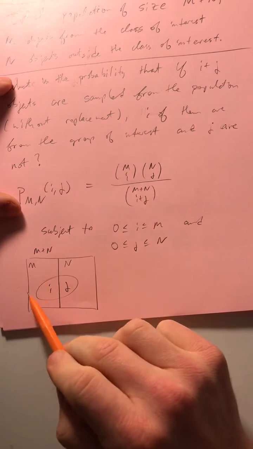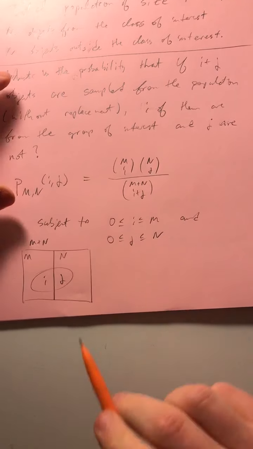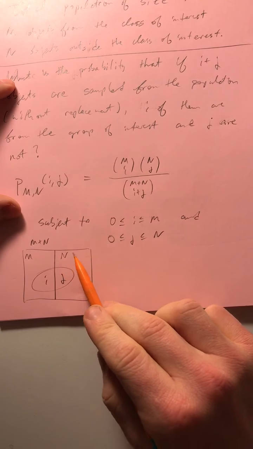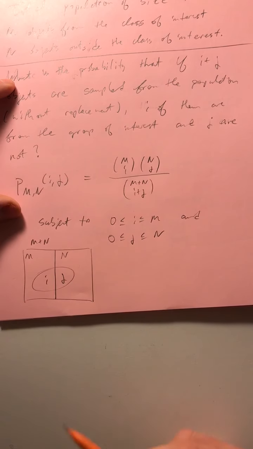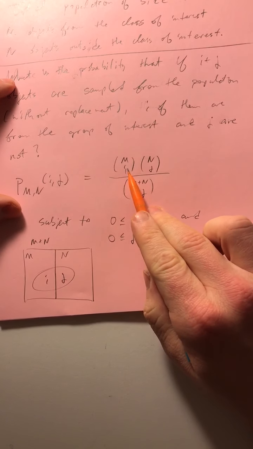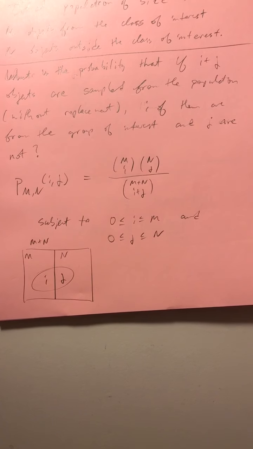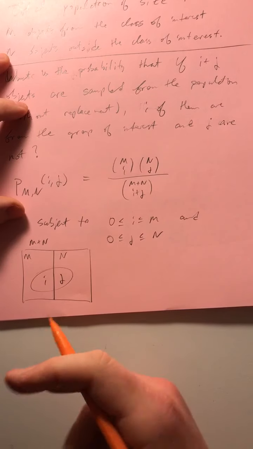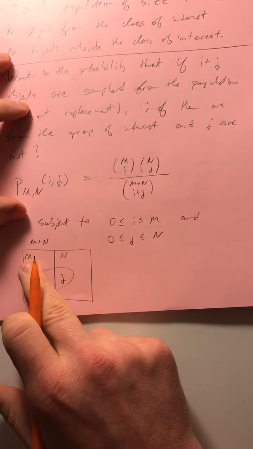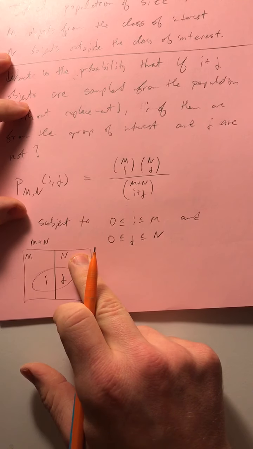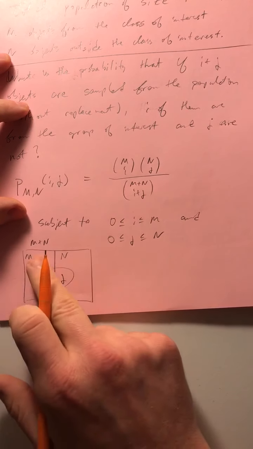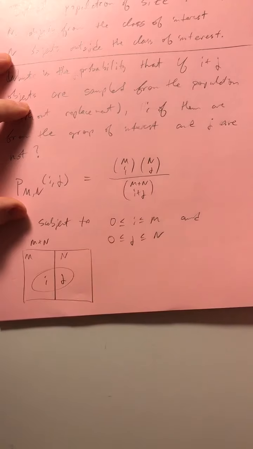Stage 1 is reach into the first category and choose i things. The second stage is I reach into the second category and choose j things. There are this many options I have on stage 1 and this many for stage 2, and multiply those to get the total number of ways to reach into this population that has m things in group 1 and n things in group 2, choose i plus j things, and have i of them from group 1 and j of them from group 2.